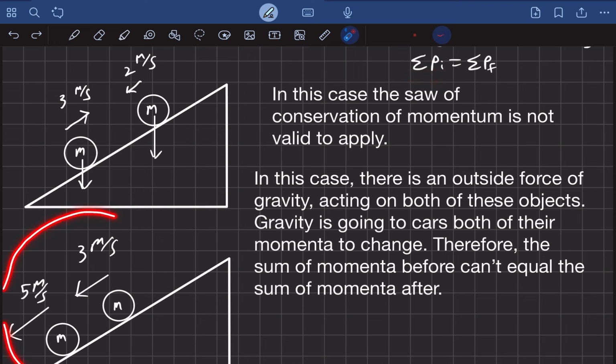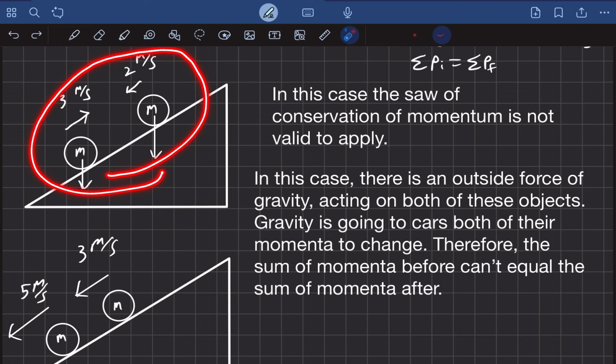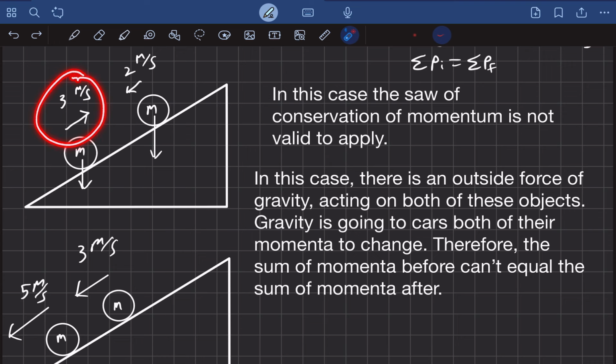So here's a later point in time. Both objects are going down the hill. If you quickly look right here at the first scenario, if they have the same mass and this object is going faster, the net momentum is going to be going up the hill slightly. But now, since both objects are going down the hill, the net momentum is going down.